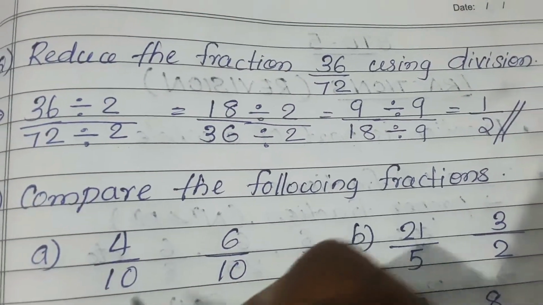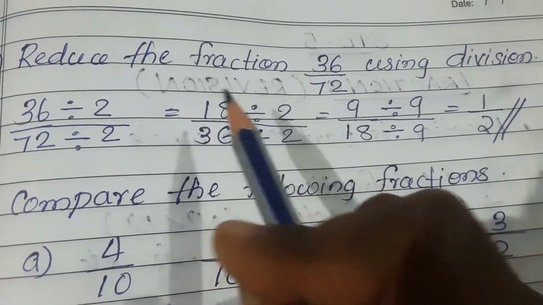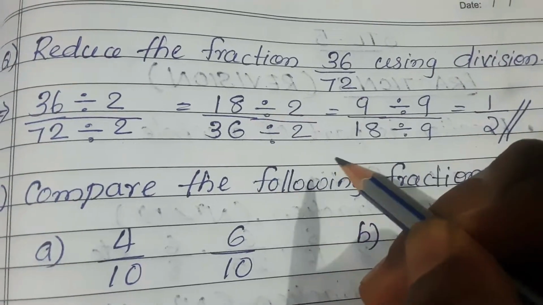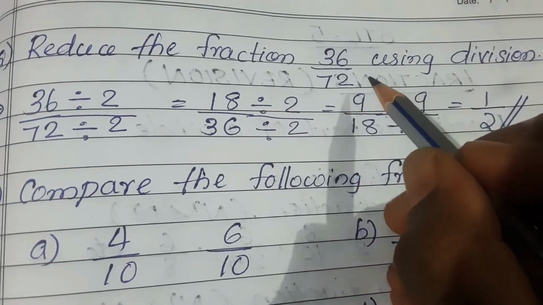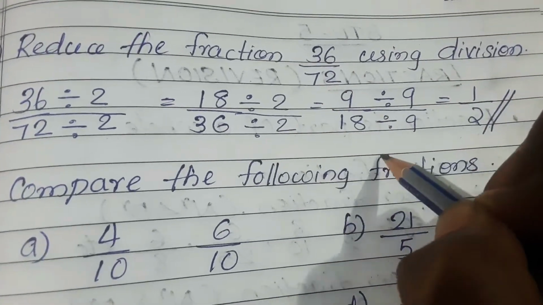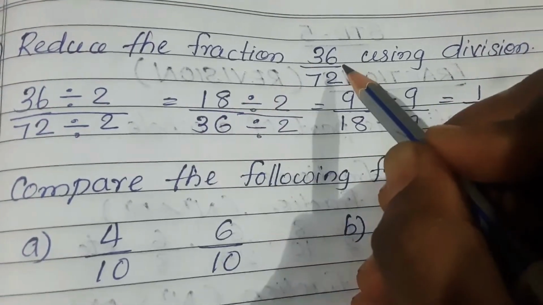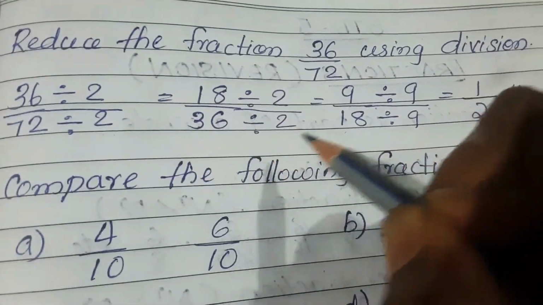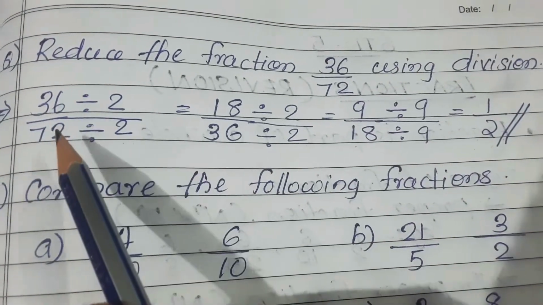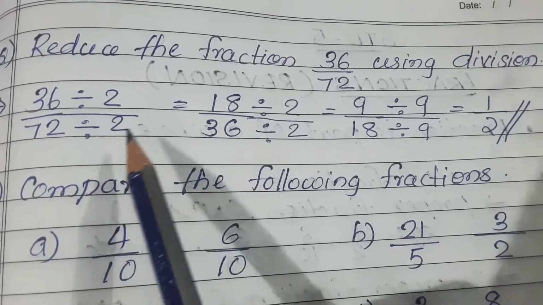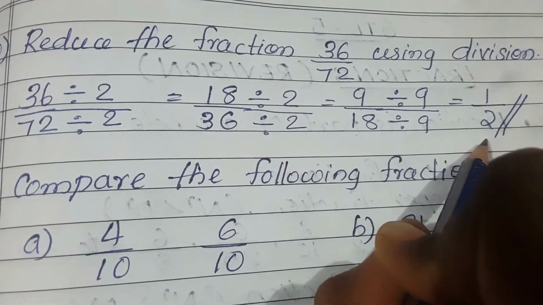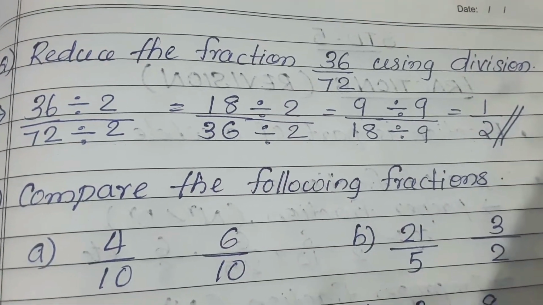Is it clear children? So this is the way to reduce the fraction using division. Okay, the same question you can solve by using HCF also. How? We take the HCF of these two numbers. After taking the HCF, you can divide both numerator and denominator by that HCF. Then you will get the simplest form. So here you have to think in which table you will get this number or which number you can apply to divide these numbers. And this way you can reach the lowest term. Is it clear children?